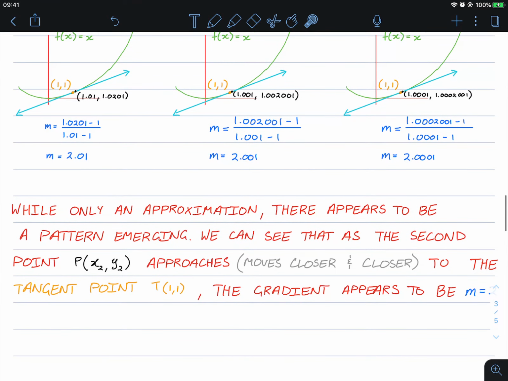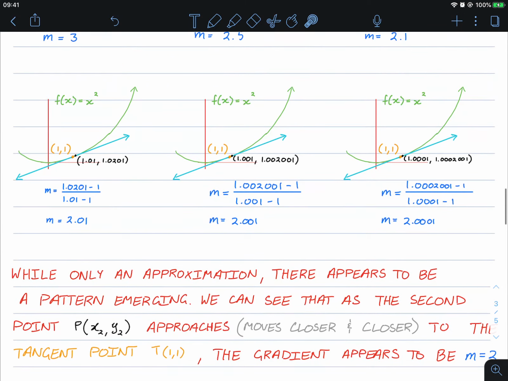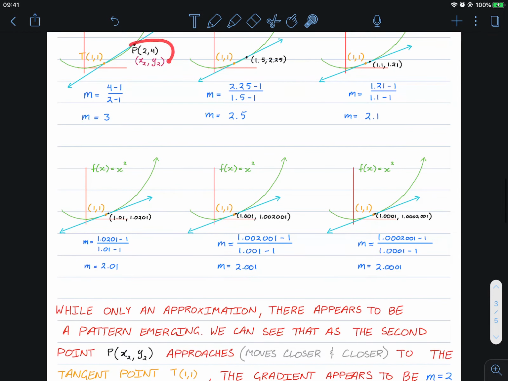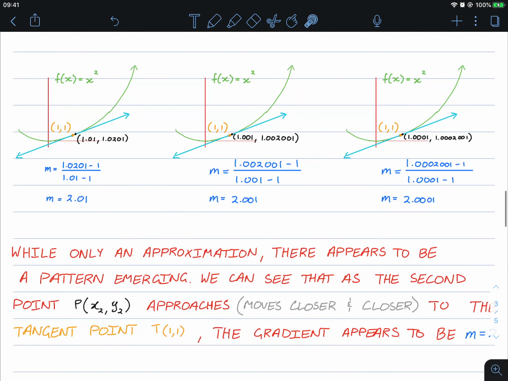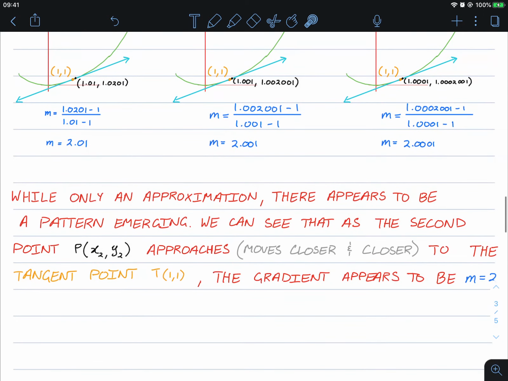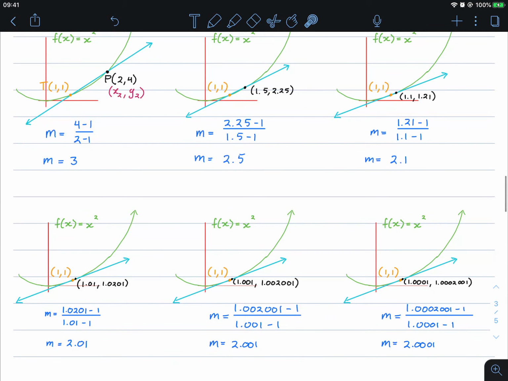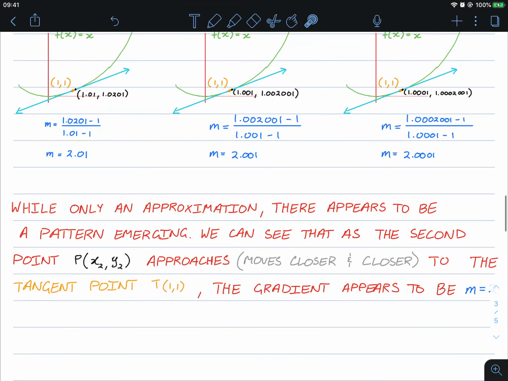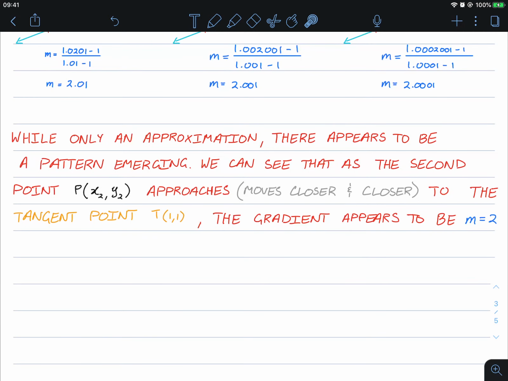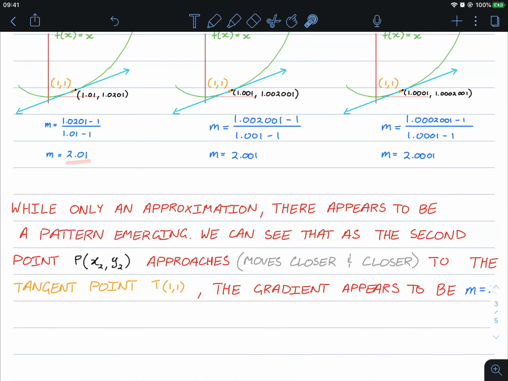While this is only an approximation, there appears to be a pattern emerging. We can see that as the second point P, (x2, y2), approaches, meaning it moves closer and closer to the tangent point, so let me illustrate this, as this moves closer and closer to this tangent point, the gradient appears to be m equals 2. As you can see, it's 2.01, 2.001, 2.0001. I'm sure you can see that if we move it even closer, this gradient will be 2.0000001, and so on.